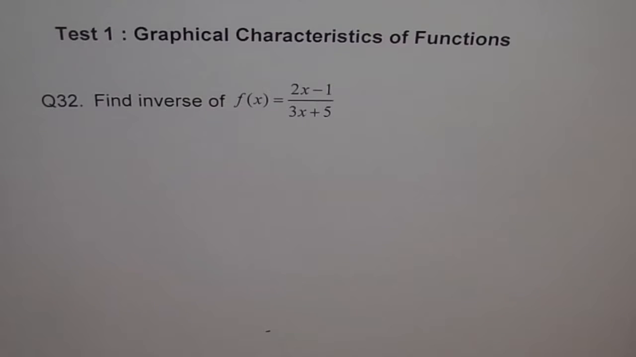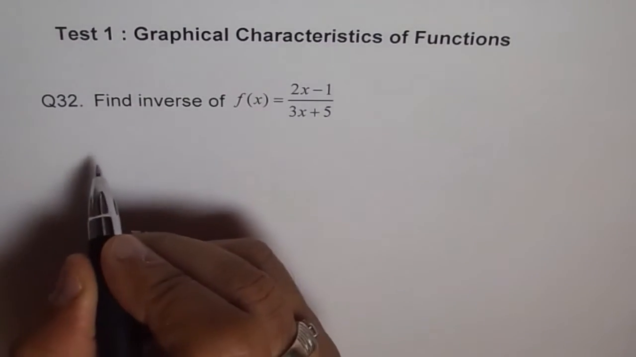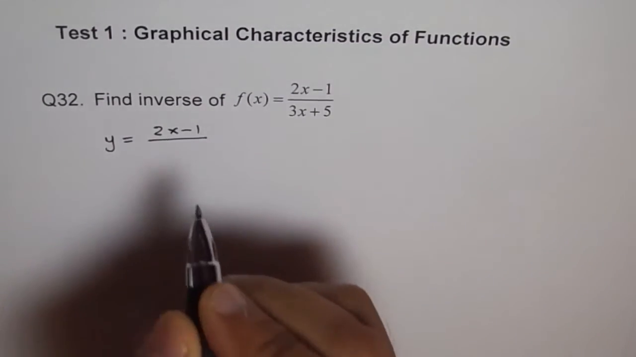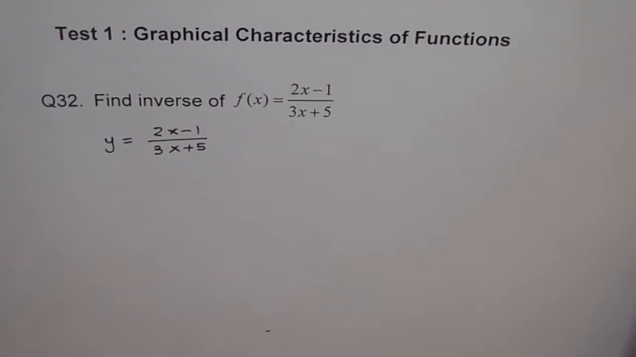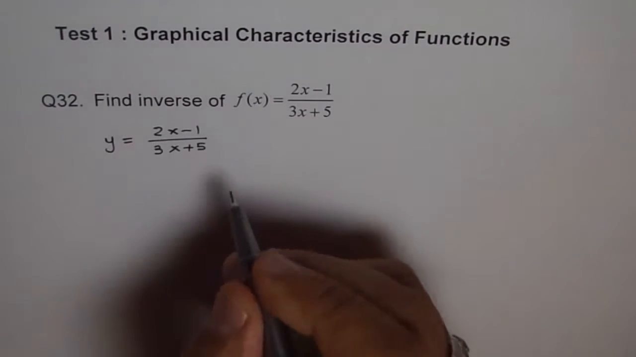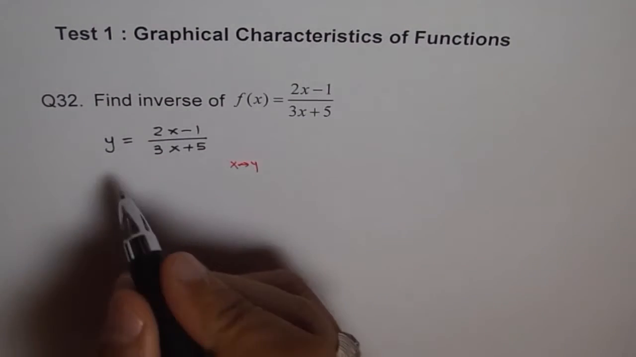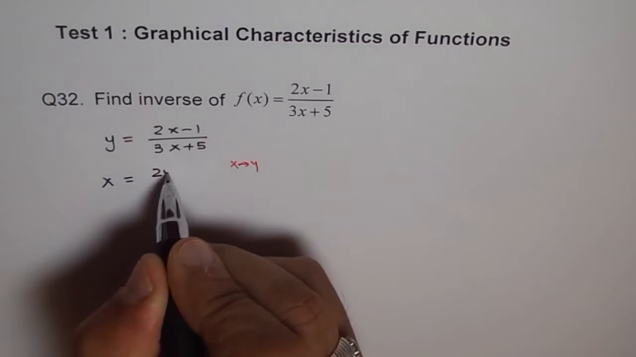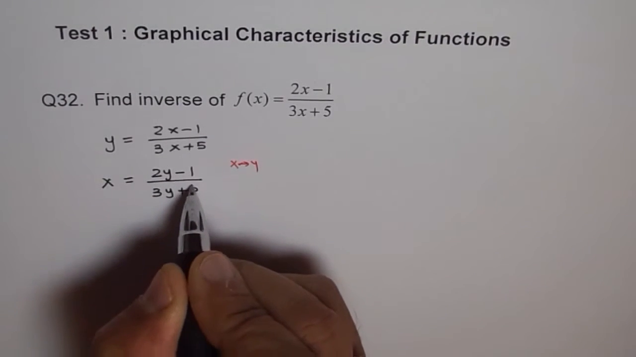So we'll follow our simple rules for the inverse of a function. First, we should write y for f of x and copy the function. So we say y equals 2x minus 1 over 3x plus 5. And the next step is to swap x and y, right? So we do the x and y swap. Then, instead of y we write x, so x equals 2y minus 1 over 3y plus 5, correct?